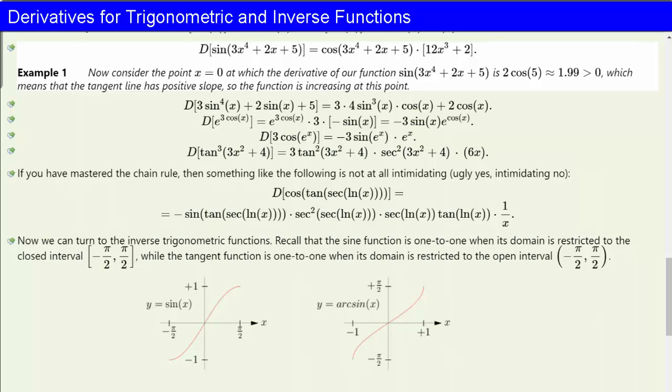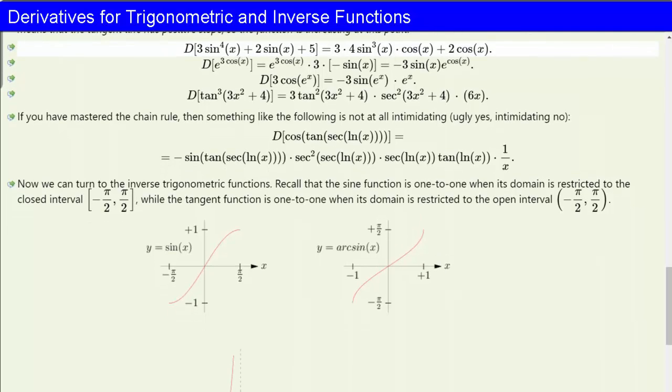First example. The derivative of the sine of the polynomial 3x to the fourth plus 2x plus 5 is cosine of that polynomial times the derivative of that polynomial, which is 12x cubed plus 2. Now consider the point x equals 0, at which the derivative of this function is 2 times the cosine of 5, which is about 1.99, a modestly large positive number. This means that the tangent line has a modest positive slope, so the function is mildly increasing at this point. We get all this information from a simple computation without graphing the function.